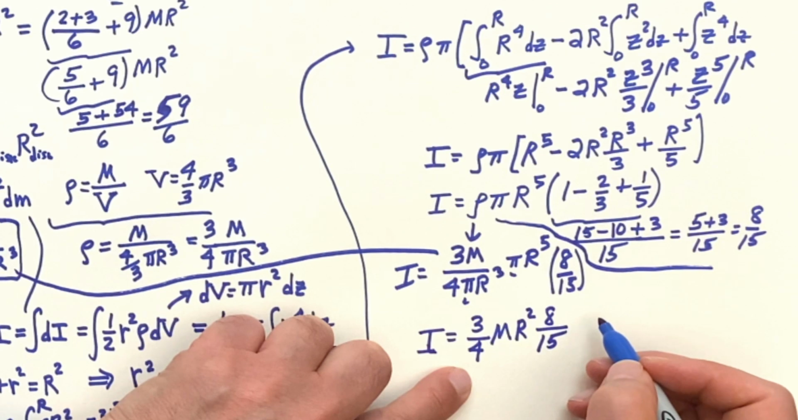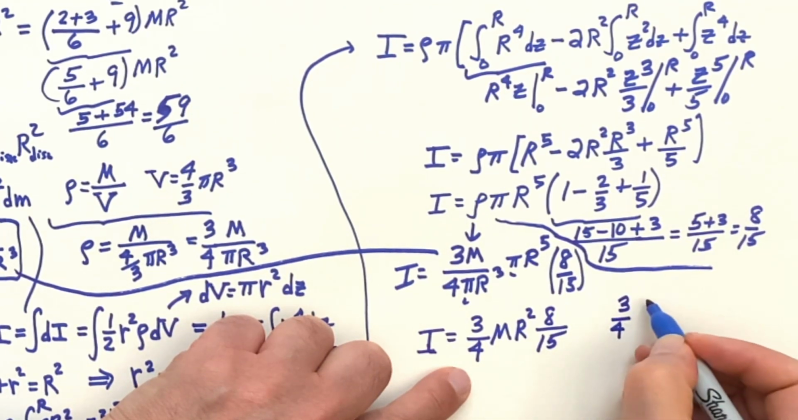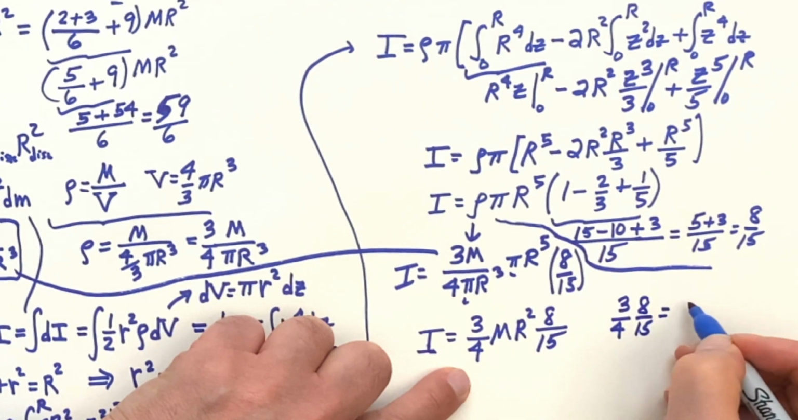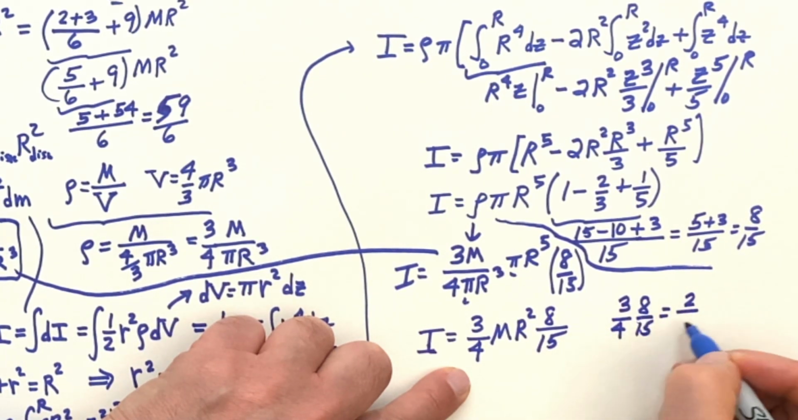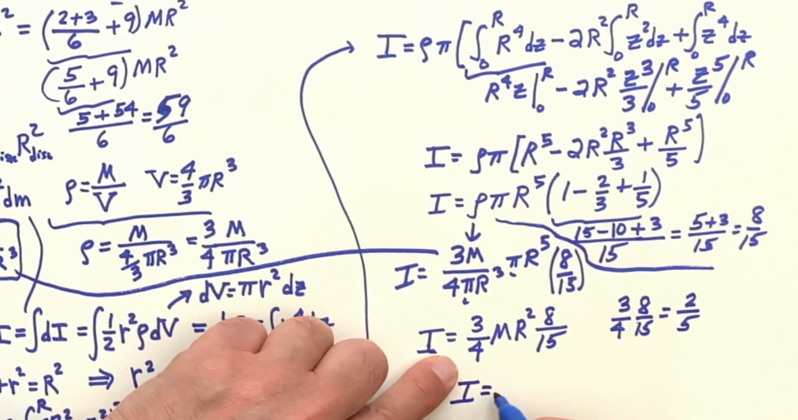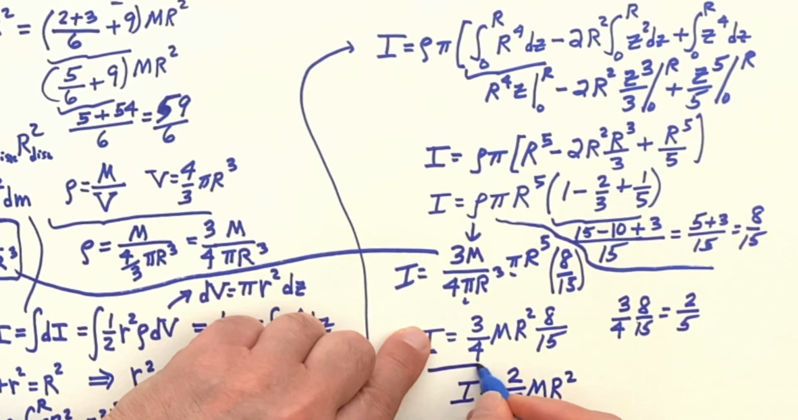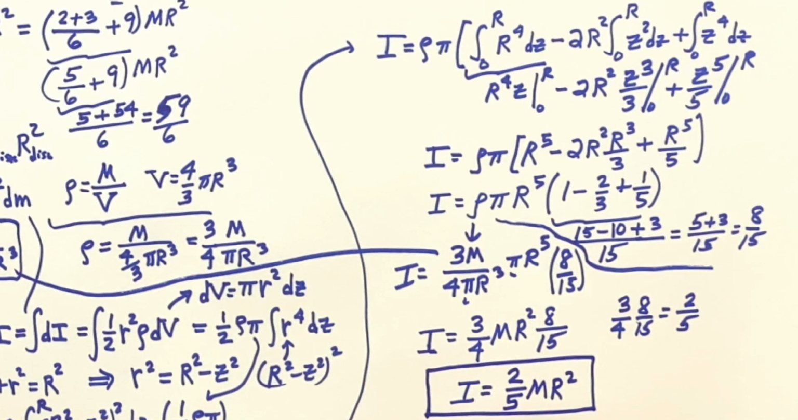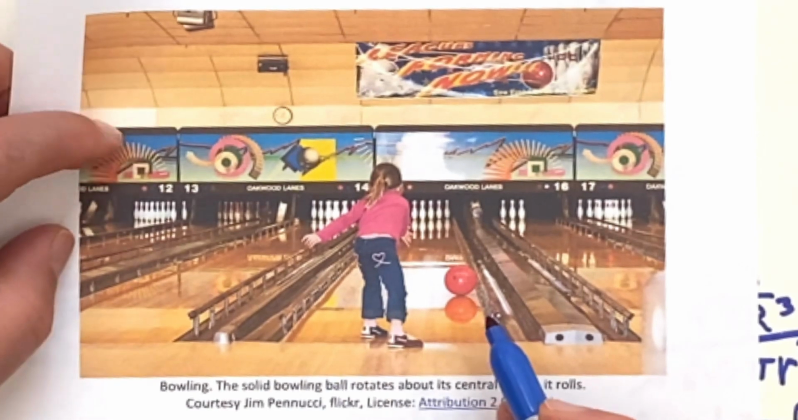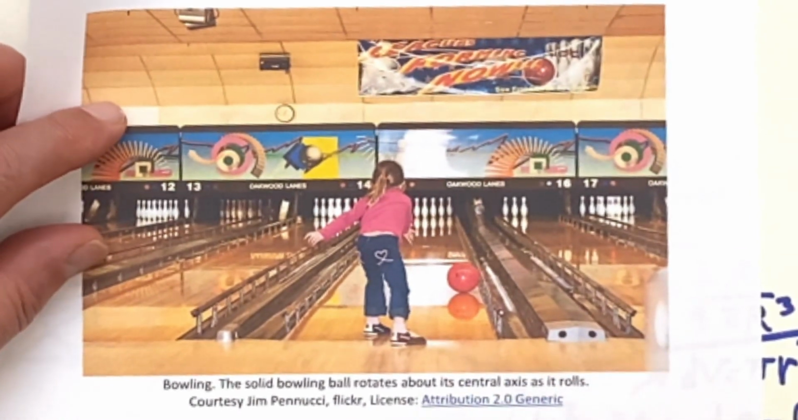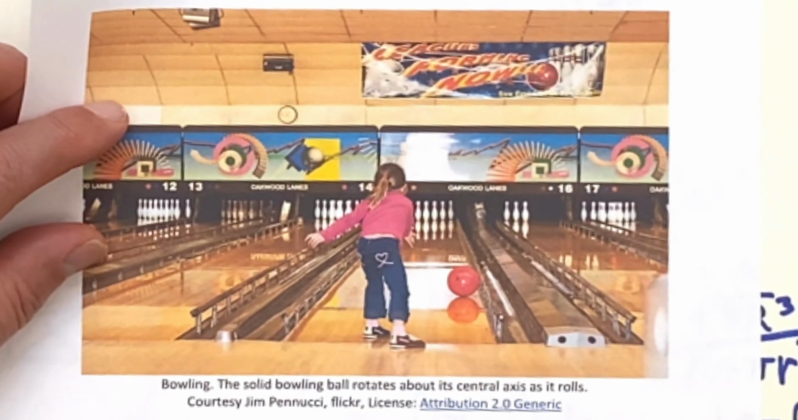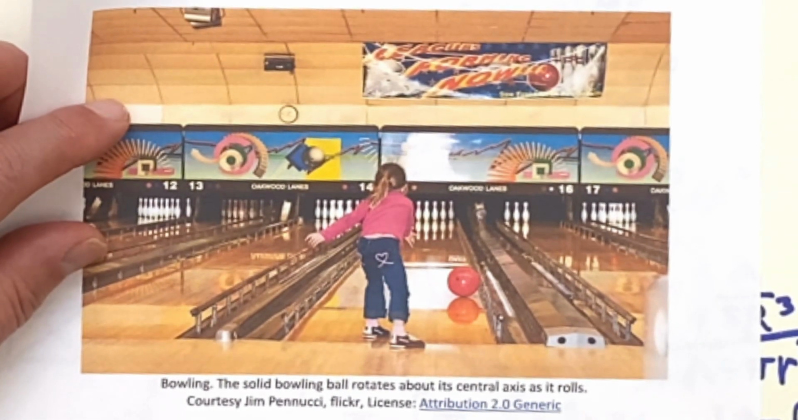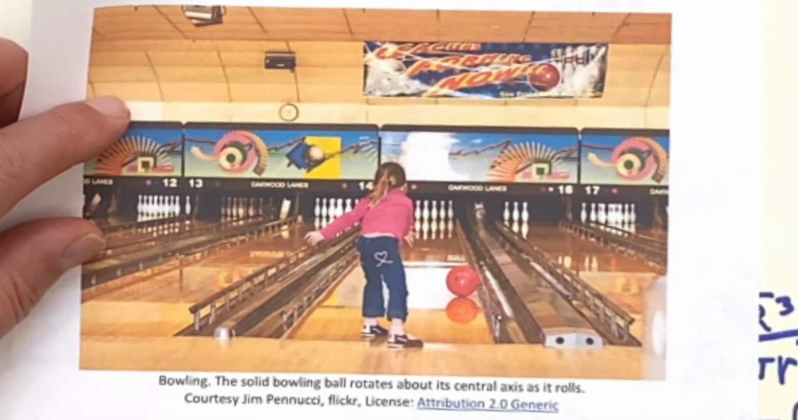And now here, 3/4 and 8/15, that's going to get me a 2 upstairs and a 5 downstairs. So the moment of inertia is 2/5 M r squared. And we did a nice application of calculus to get that result. A bowling ball is pretty much a solid sphere. You have some place to put your fingers, 3 holes there, but it's a good approximation of a solid sphere. The bowling ball here, courtesy Jim Panucci from Flickr.